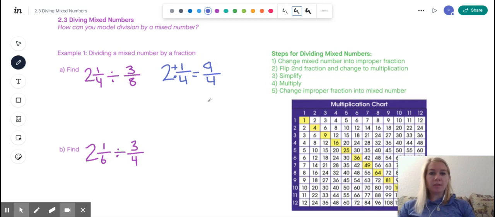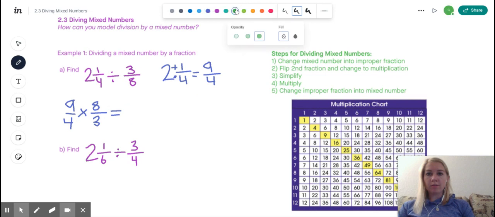Okay, step 2 says to flip the second fraction and change to multiplication. Well, this is what we've done before already. So our first fraction stays the same, 9/4, and we're going to change to multiplication, and then we're going to write the reciprocal or flip the second fraction. So 3/8 has now become 8/3.